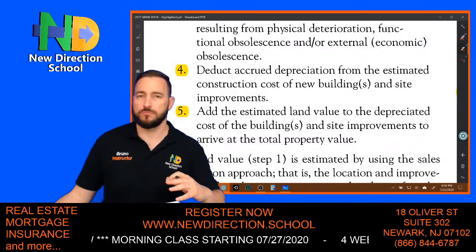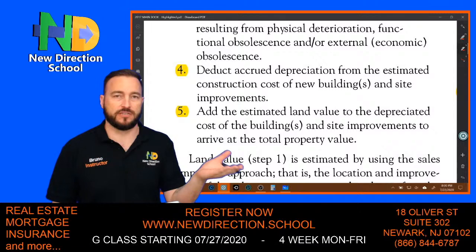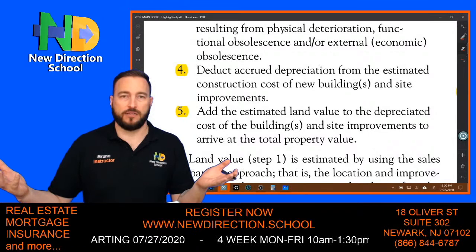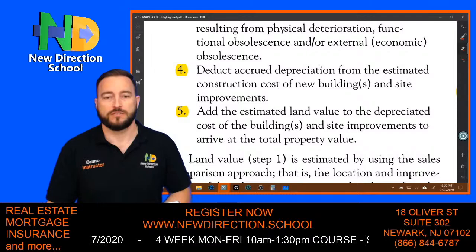So land value, the land is worth $30,000. To build, it's worth $200,000. So what's the value of this property? $230,000. Simple. So there's two different ways of constructing.